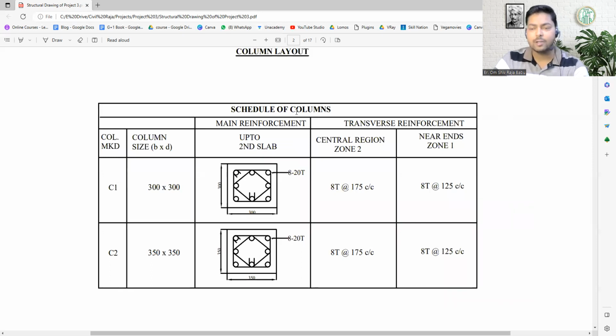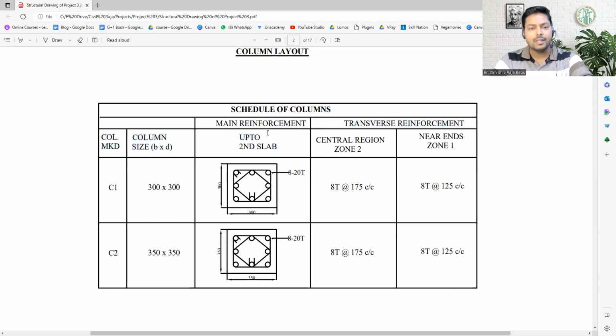Okay, so this is the schedule of column. Similarly, you will find the schedule of the beams in a structural drawing. Okay, so in this one we have C1, which has the specification that B and D are 300 by 300. And here we have to mark the reinforcements. So we have to mark the main reinforcement and the transverse reinforcement over here.